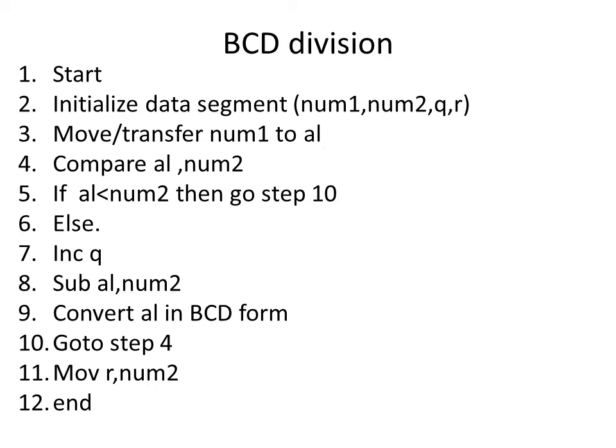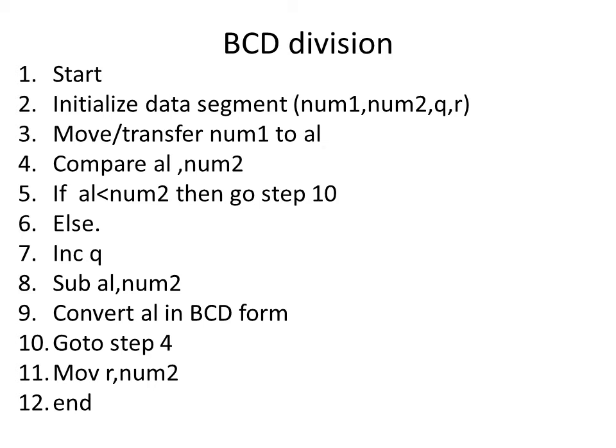How many subtractions have we performed? We have performed 2 subtractions. And what is the last result of subtraction? That is 2. So if 8 is divided by 3, the quotient is 2, and the remainder is 2.